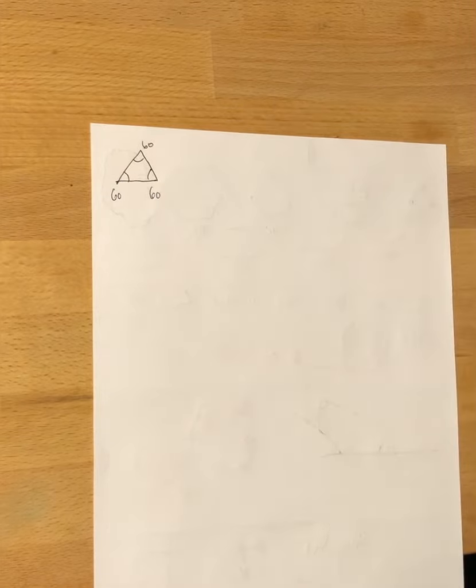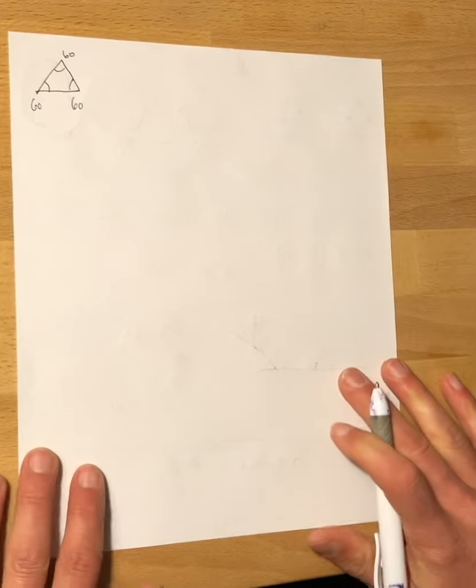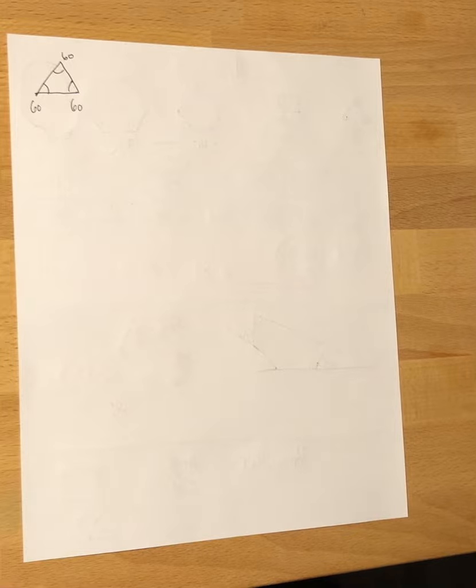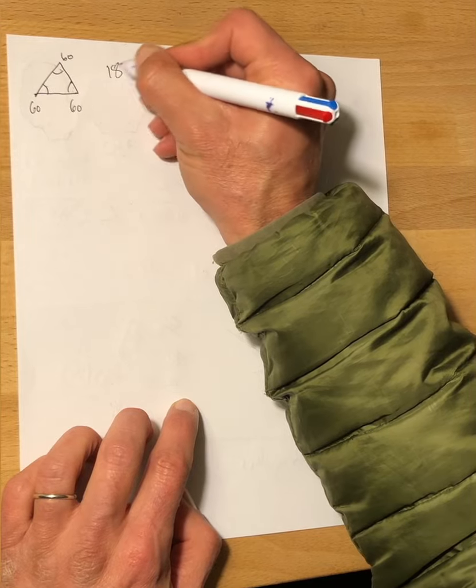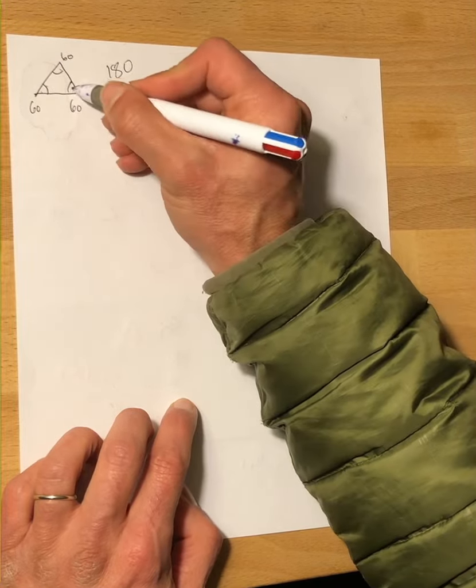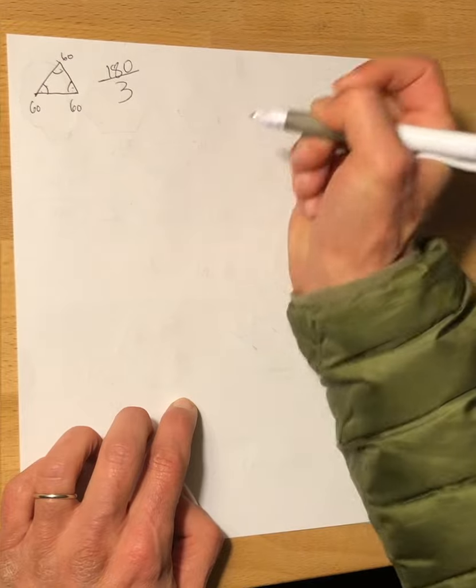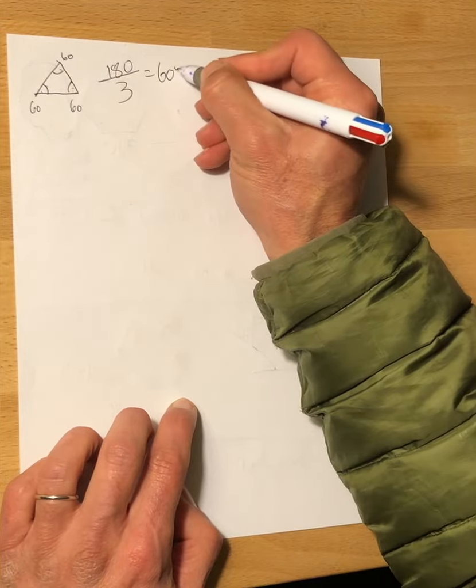But mathematically, what did you do to figure that out? That every one of those angles was 60 degrees. Well, you probably did this. All 3 of these angles add together to give me 180 degrees. And if all 3 angles are the same, it's going to give me each angle is 60 degrees.